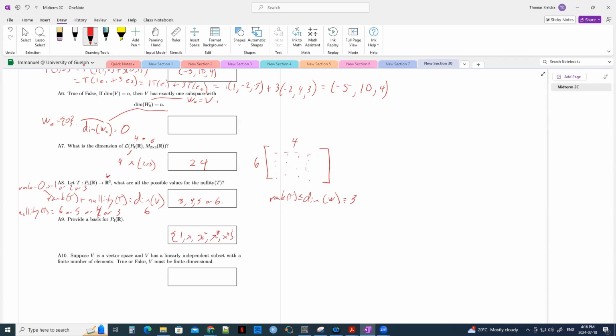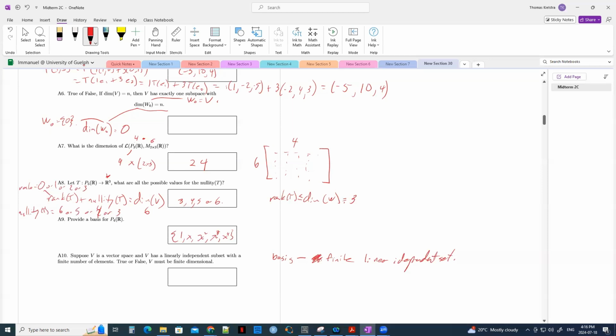And finally, we have, suppose V is a vector space and V has a linearly independent subset with a finite number of elements. True or false? V must be finite dimensional. Well, when we look at a basis, our basis tells us our dimension. And here we have a finite linearly independent set.